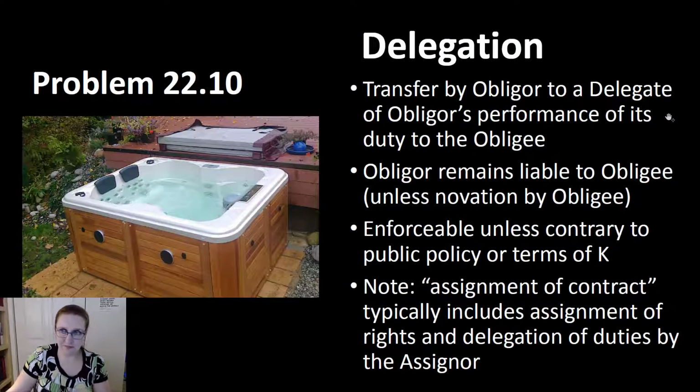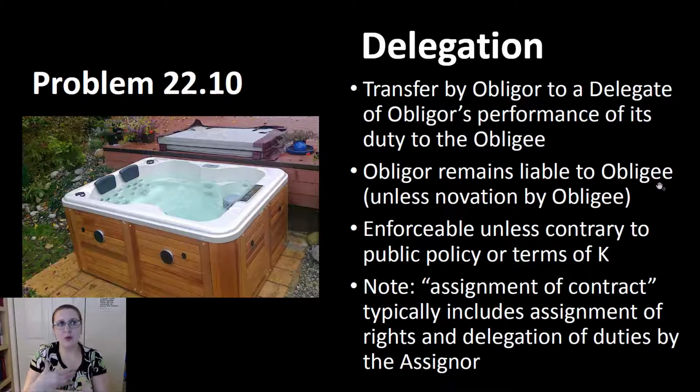Now, delegation is a situation where we're talking about the obligor, somebody who owes some sort of performance under a contract, delegating their performance, pointing at somebody else and saying, no, you now have the duty to perform. Typically in these scenarios, the obligor, the person doing the delegating, remains liable to the obligee, unless the obligee specifically says, no, I agree that this other party can take over.